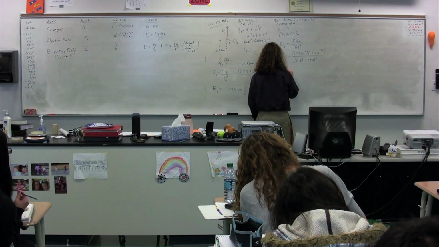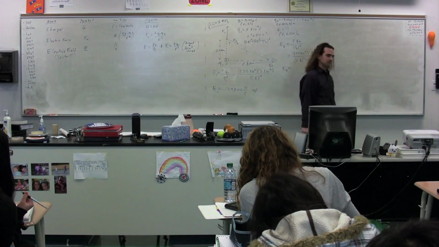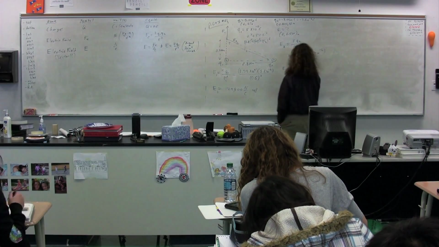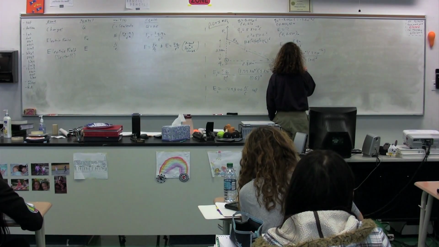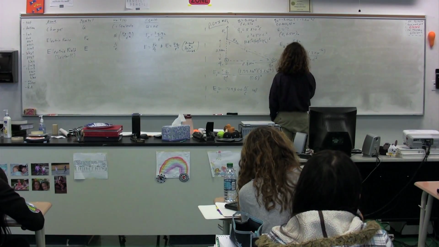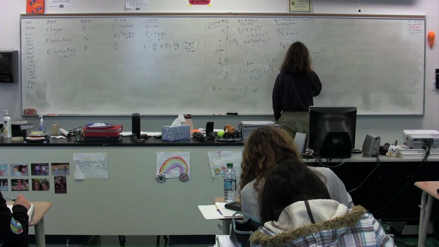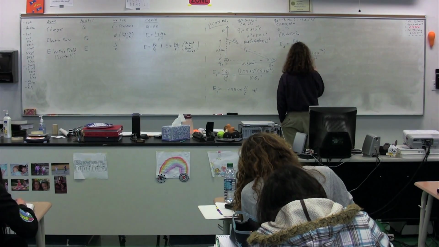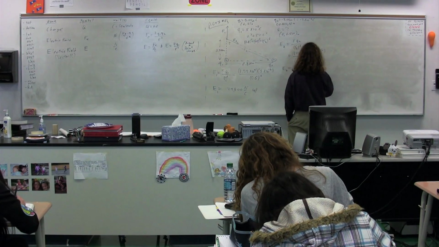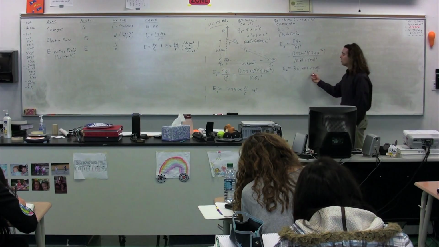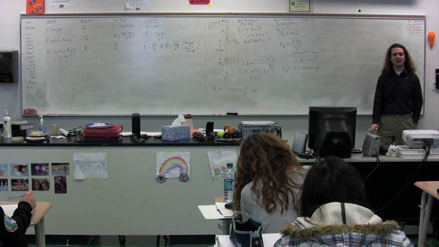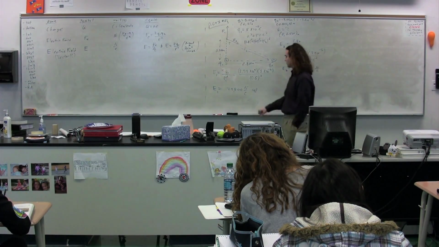So electric field 2. 30,303.37, and that's newtons per coulomb. Now, the direction for electric field 2 is not as easy as the direction was for electric field 1.